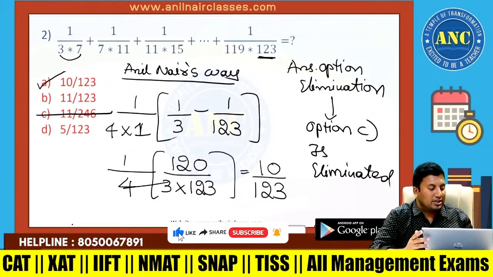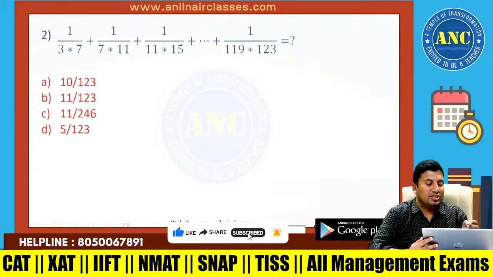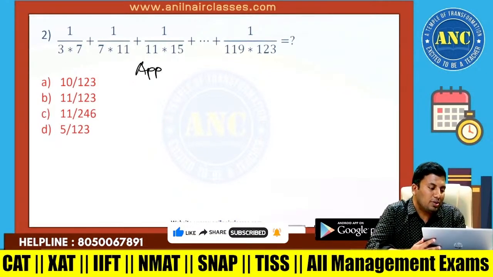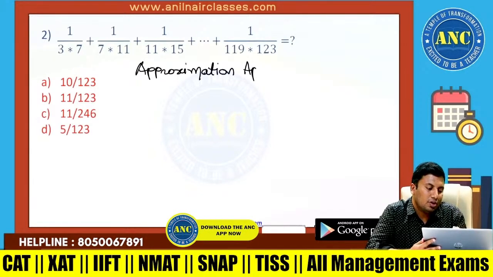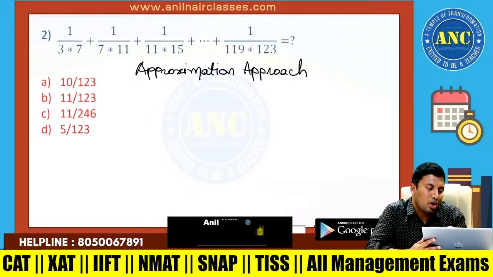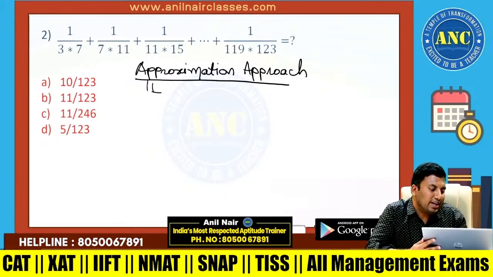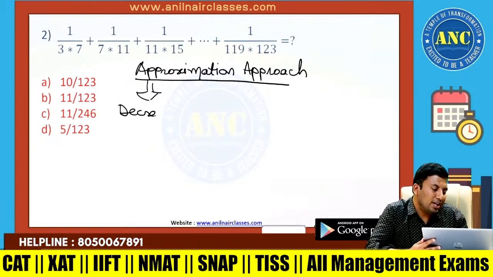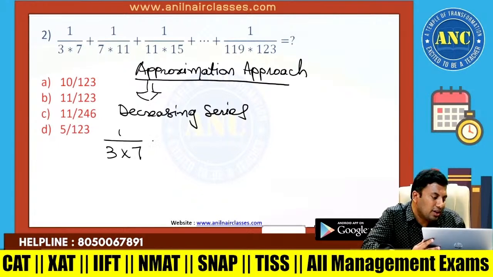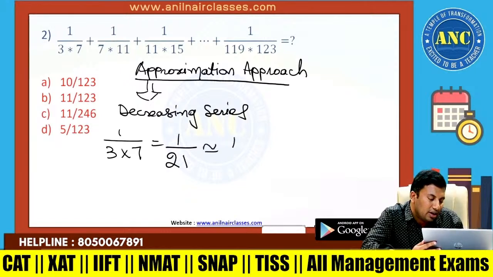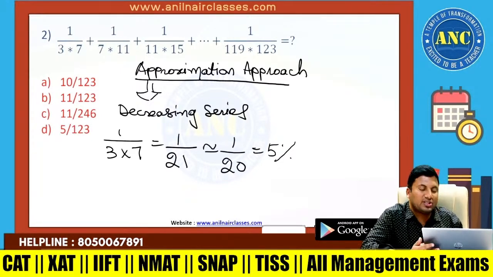I hope it is clear. Now, if elimination is not enough, you can also use the approximation approach. What is this approximation approach? All the values form a decreasing series. If the series is a decreasing series, the first option 1 by 3 into 7 is nothing but 1 by 21. 1 by 21 is closer to 1 by 20, and 1 by 20 is nothing but 5%.